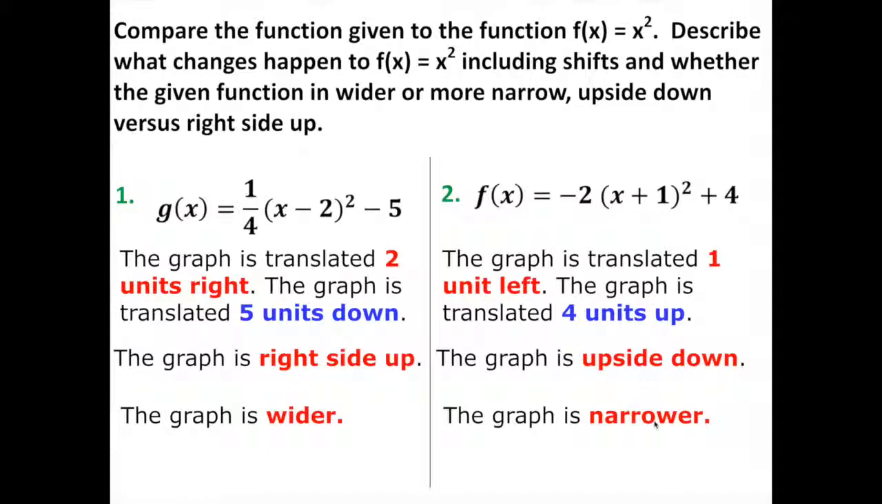Now this one over here, we have narrower. It's narrower because of this 2. The 2 is a number that's larger than 1, so that is going to be narrower. It's upside down because of this subtraction sign here. It is, let's see, the vertex on this one is (-1, 4). That means it goes 1 unit to the left and 4 units up.